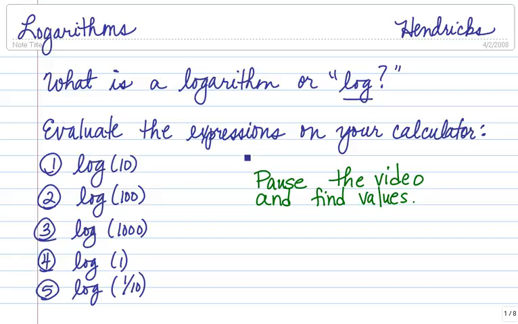I want you to use your calculator to evaluate the expressions below. Log of 10, log of 100, log of 1000, log 1, log of 1 over 10. You're going to do this by using the key on the left called LOG. You'll press LOG and then insert the number inside the log, close parentheses, and enter. And I want you to pause the video for a few seconds, find these values, and then we'll pick up together in just a minute.